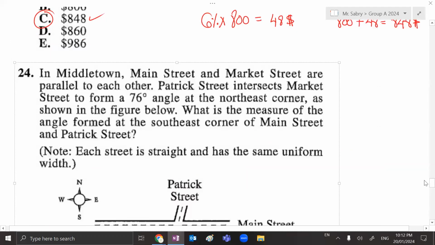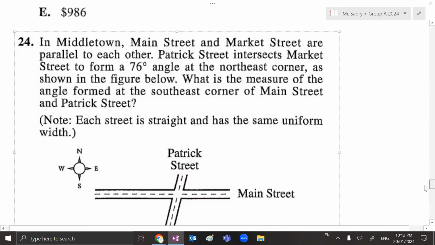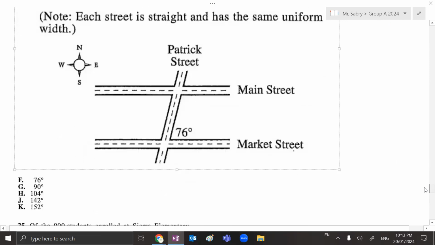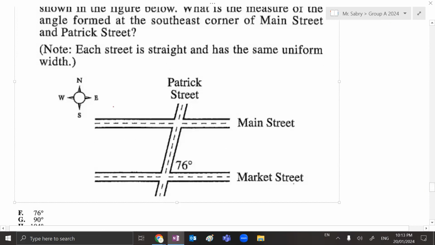In Middletown, Main Street and Market Street are parallel to each other, and the angles are given. He wants me to find what's the measure of the angle formed at the southeast corner of Main Street and Patrick Street. Southeast corner, so it's southeast of Patrick and Main. So we're talking about this angle.